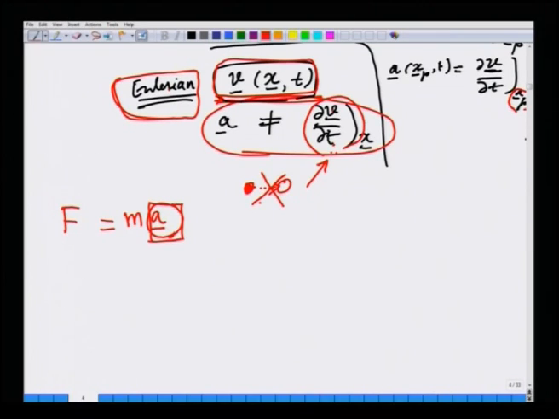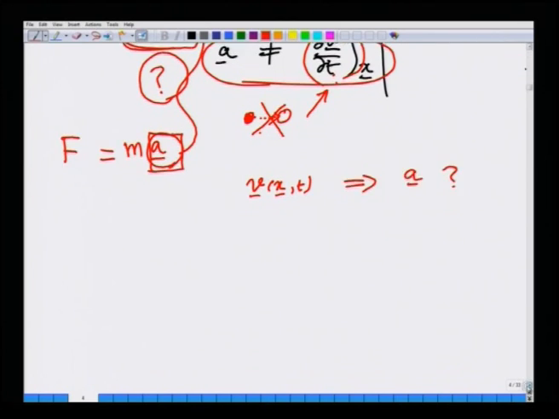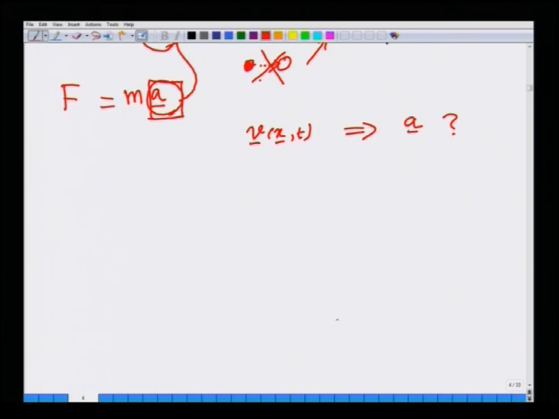velocities like this. So, how do I connect the acceleration to the Eulerian velocity field? That is, the question is, given the Eulerian velocity field v as a function of x and t, how do I compute accelerations? There is a very nice framework for doing this, and this is the reason why we introduce the Lagrangian description. Although we are not going to use the Lagrangian description, we do need the notion of a Lagrangian description in order to compute acceleration of a fluid particle.